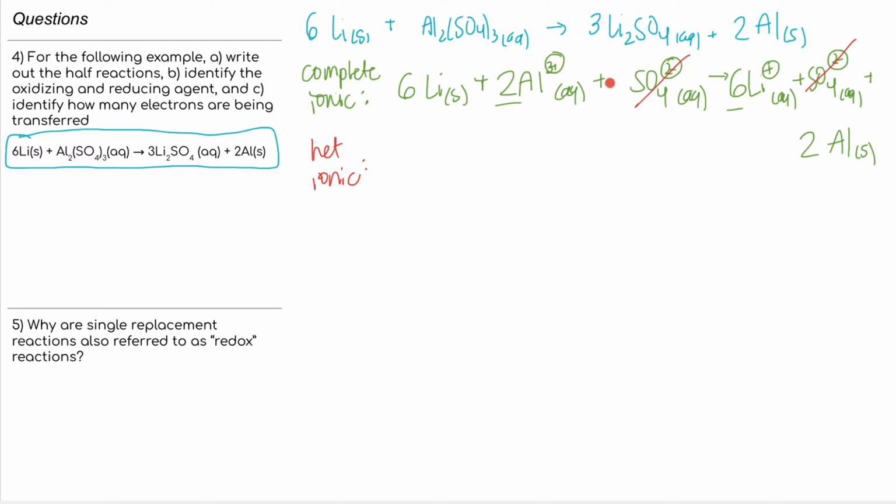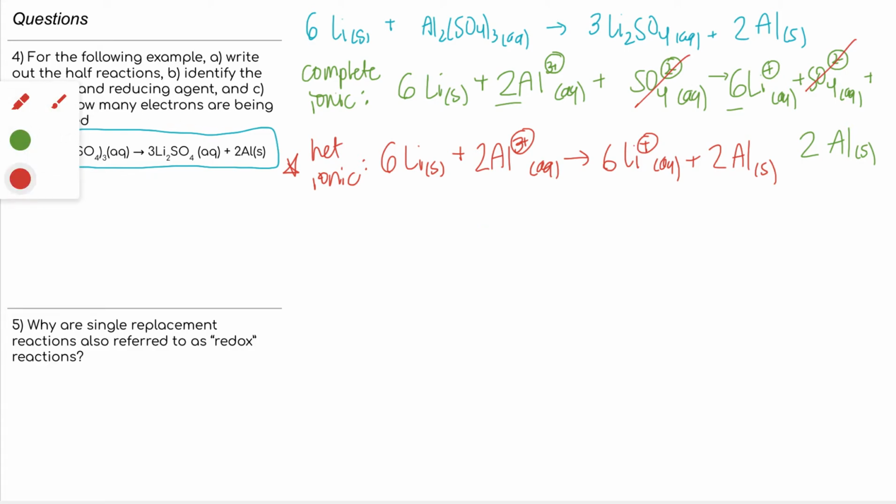So let's just rewrite what we have left here. So we have 6 Li solid plus 2Al3+ aqueous, and that's going to give us 6 Li+ aqueous plus 2Al solid. Okay, so essentially what this is showing us here are the changes that are happening between these two different metals. Okay, and this is going to be super important. So you're going to use the net ionic equation to help you write two half reactions. So let's start off first by looking at what happens to lithium, since lithium's listed first here.